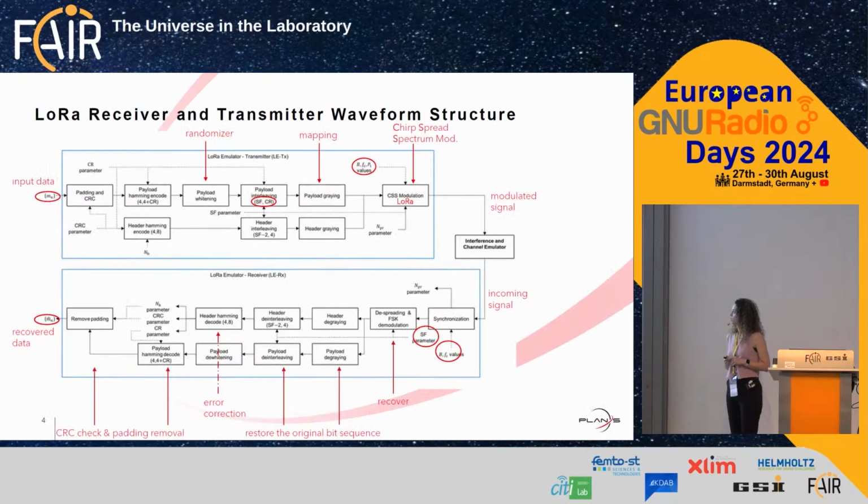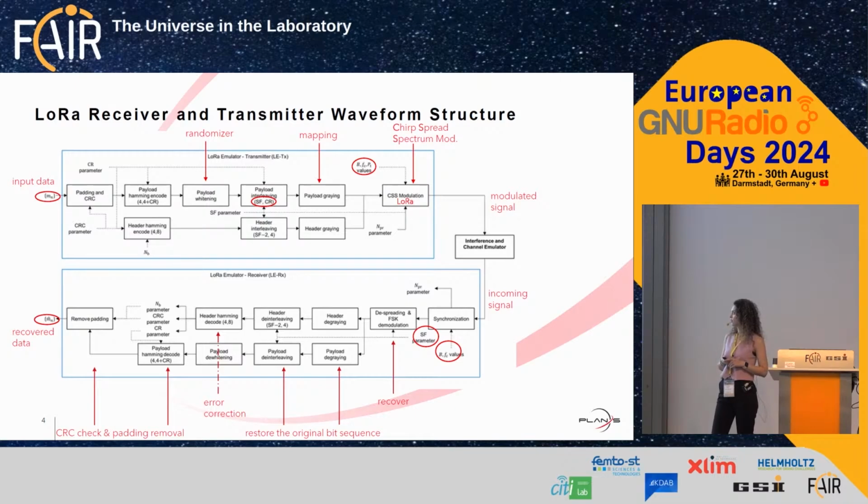This graph shows the LoRa receiver and transmitter waveform structure. I will explain the blocks. At the transmitter side, input data undergoes padding and CRC adding. It is preparing for the transmission. And then Hamming encoding is applied because error correction happens.